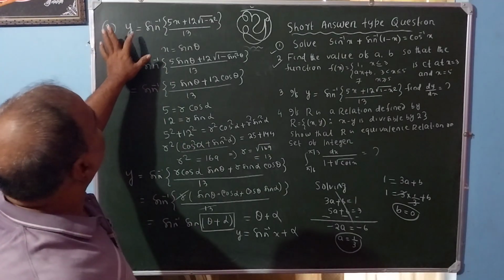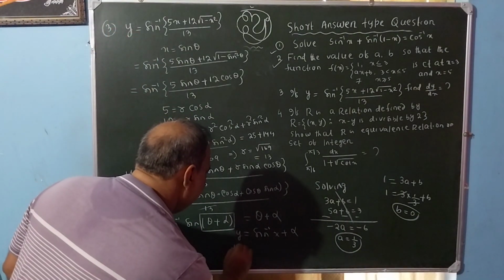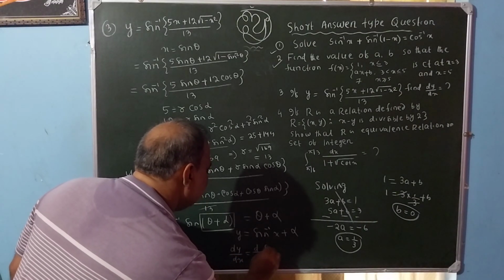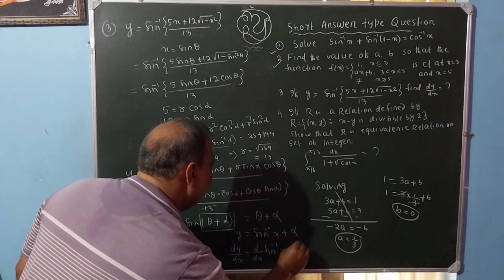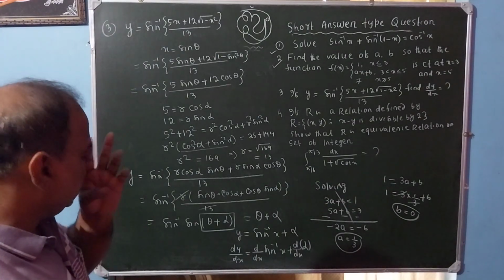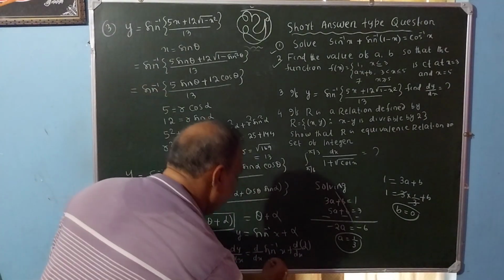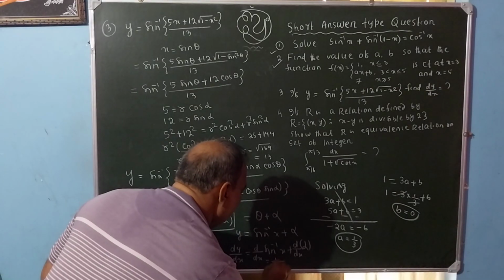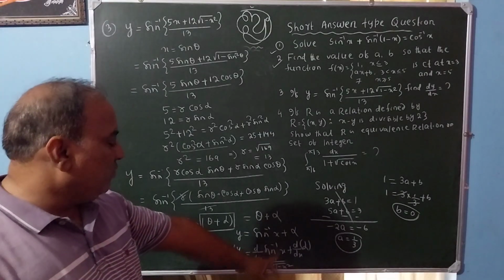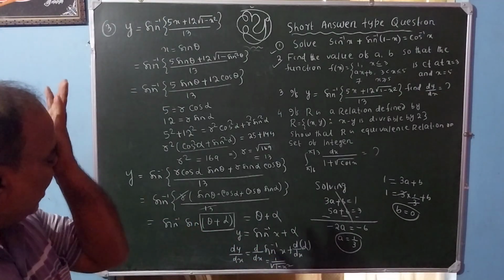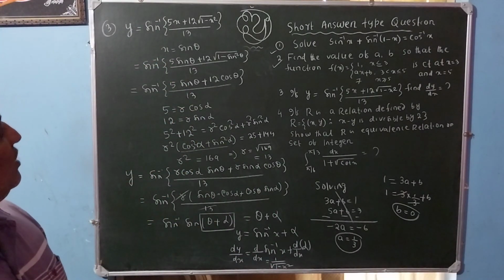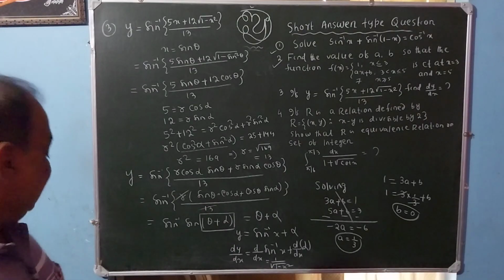Differentiating on both sides with respect to x, dy by dx is d by dx of sin inverse x plus d by dx of alpha. Alpha is a constant whose derivative is 0. The derivative of sin inverse x is 1 upon root over of 1 minus x squared. So this is the answer of this question. Very important question for CBSE as well as other board examinations.